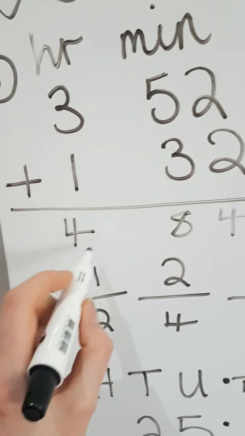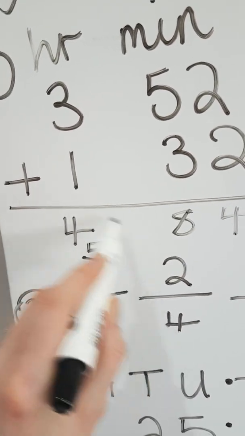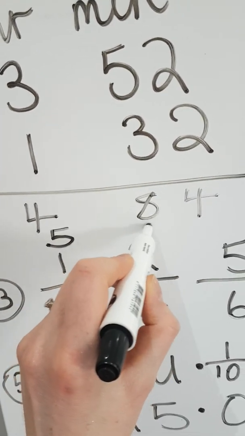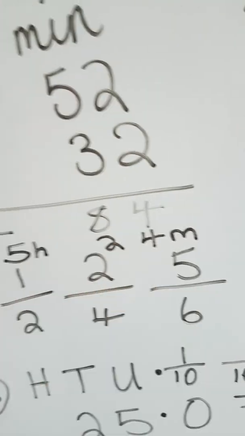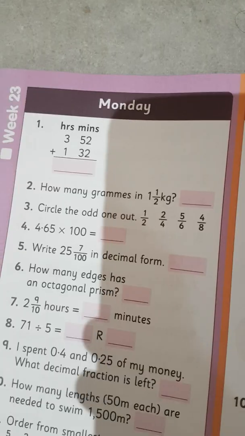So I'm going to take 60 over to the hours. So 4 will become 5. Take my 60 away here. So it would be 5 hours and 24 minutes is the answer there for number 1.